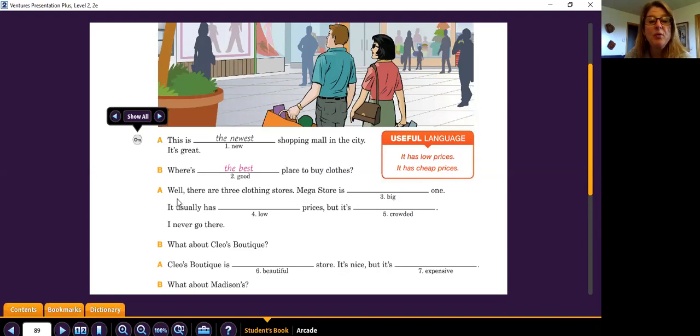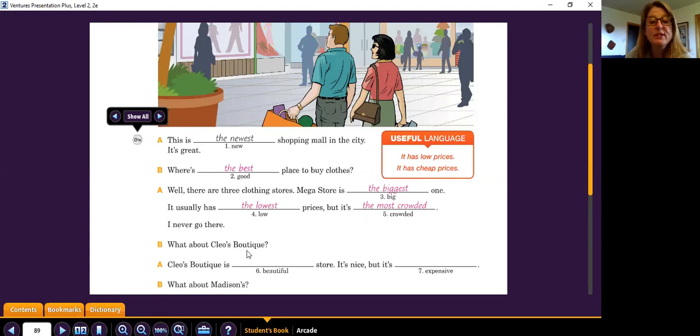So here we go. Well, there are 3 clothing stores. Megastore is one. It usually has prices, but I never go there. Pause and put your answers in. Here you go. Megastore is the biggest, the lowest, the most crowded.